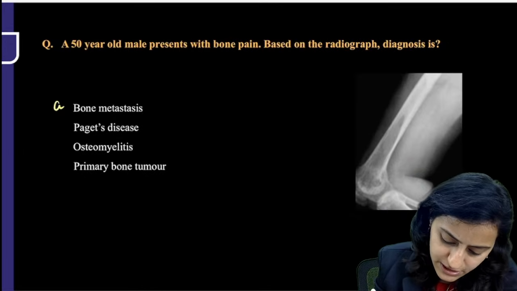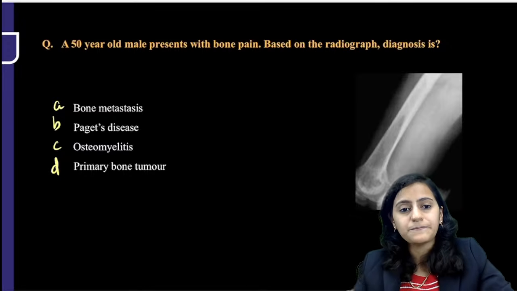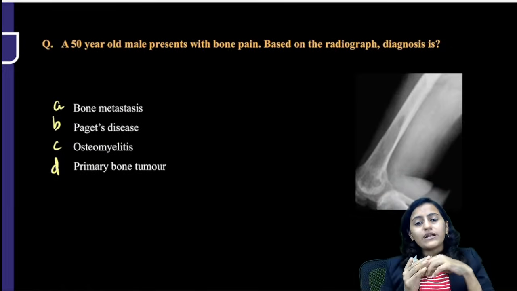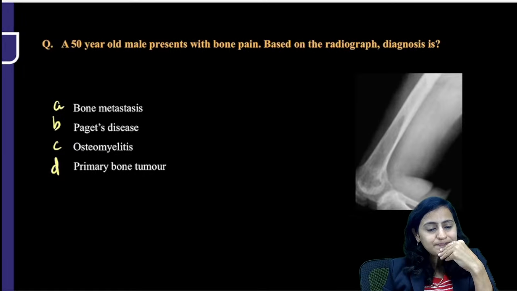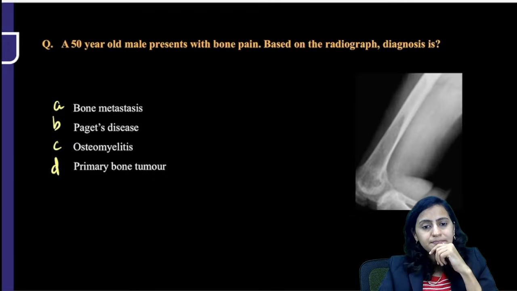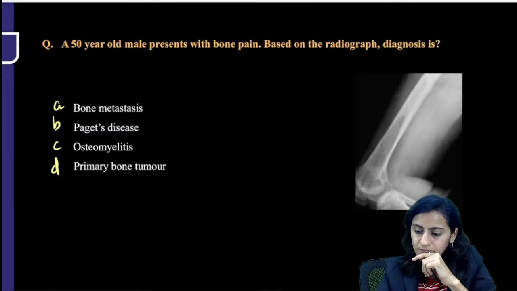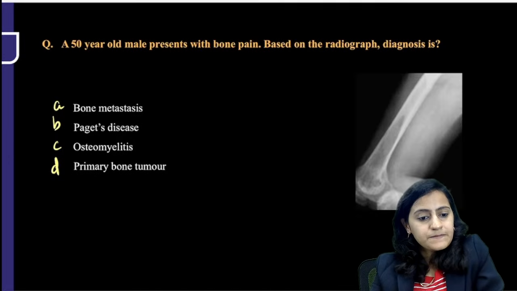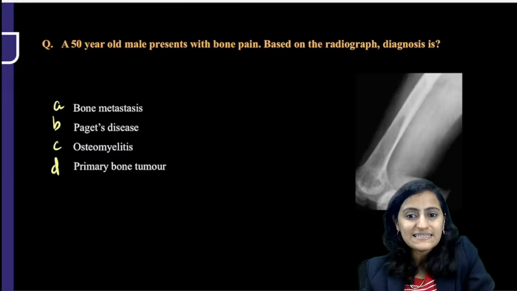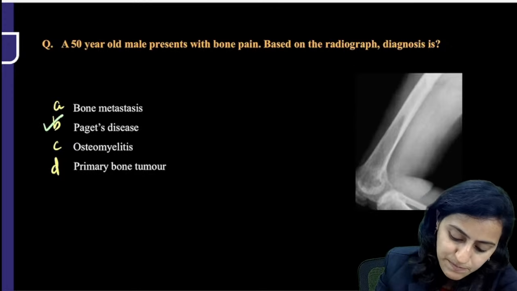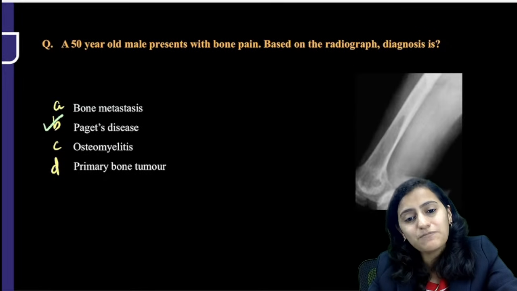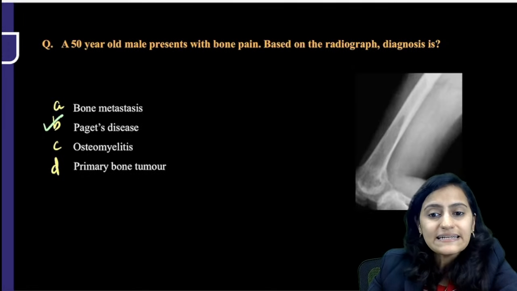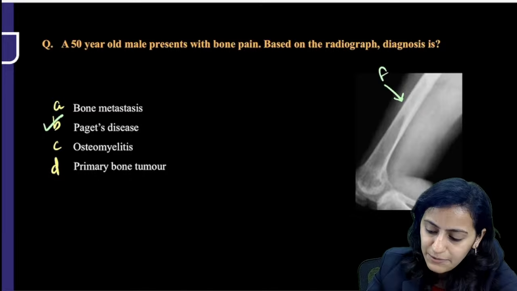Going to the next question here, what do you think would be the answer to this one? A 50-year-old male presents with bone pain. Based on the radiograph, what is the diagnosis? Absolutely right. This is Paget's disease. Can someone tell me why is this Paget's disease? Very good, Divya. So what are we seeing in this femur?